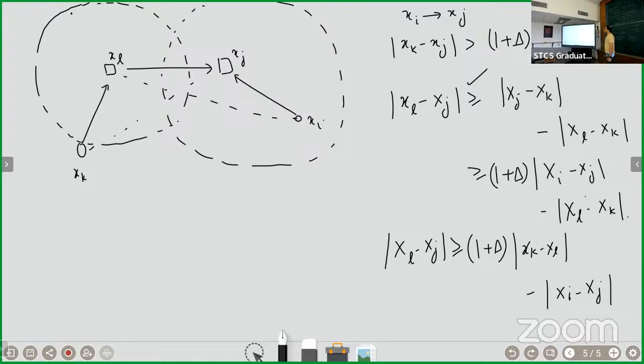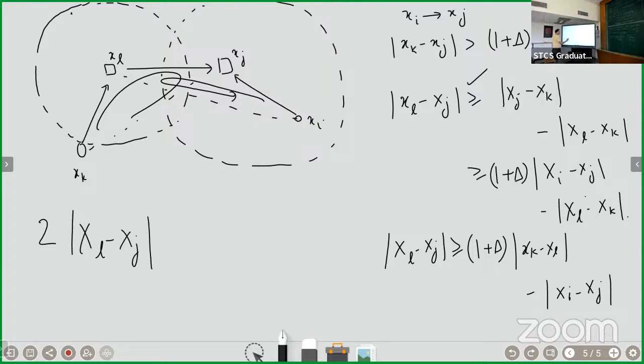Just replacing the roles, first this triangle, then that triangle. This is common. So if I do some cancellations, what will I get eventually? The left hand side is the same. The right hand side has two sums where I have interesting terms. This will be the left hand side, just twice of xl minus xj, is greater than or equal to how much?